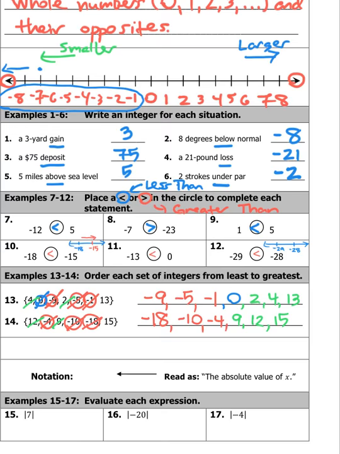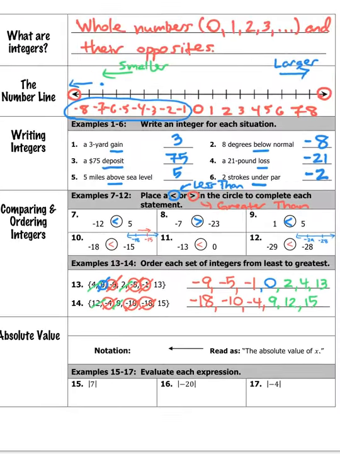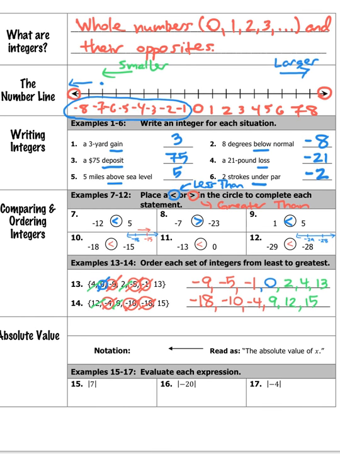Okay, the last concept I want to talk about in this video is what's called absolute value. Absolute value represents a number's distance from 0 on a number line. The symbol for absolute value looks like 2 vertical bars, and then you would have a number or you could have a variable inside that, and this is read as the absolute value of, in this case, x. So for number 15 here, this is read as the absolute value of 7.